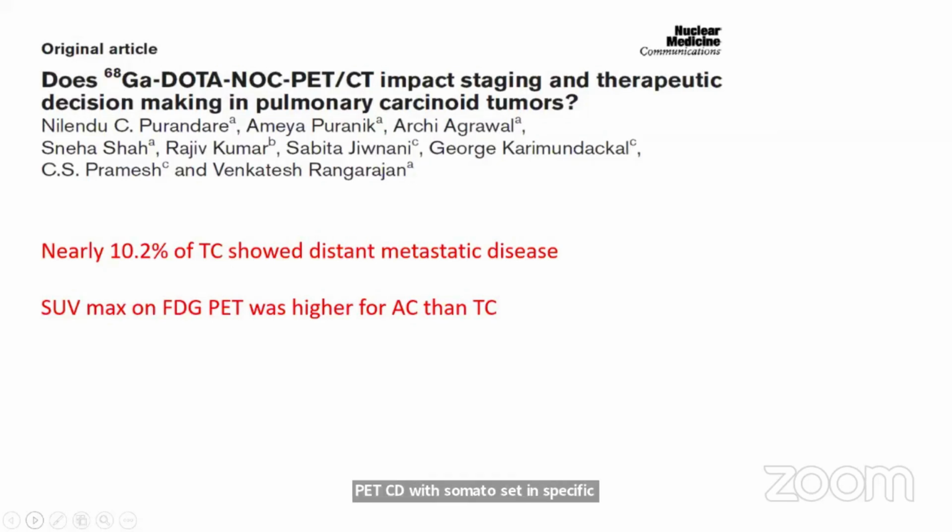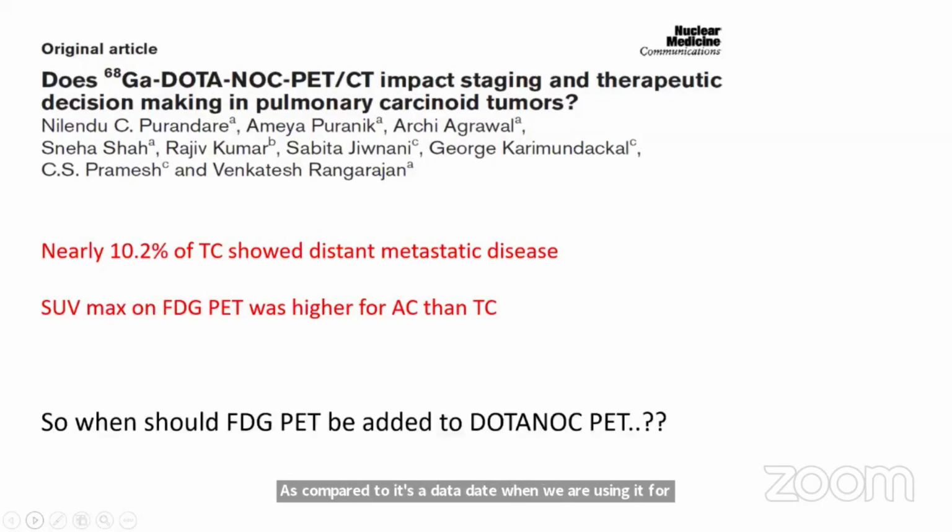When you add an FDG PET in addition to a DOTANOC PET CT, I will be coming to it in the later slides, the SUV max is much higher for FDG as compared to DOTA when we are using it for imaging atypical carcinoids. Next slide. So now, when should you use FDG PET in addition to a DOTANOC PET CT? Next slide.